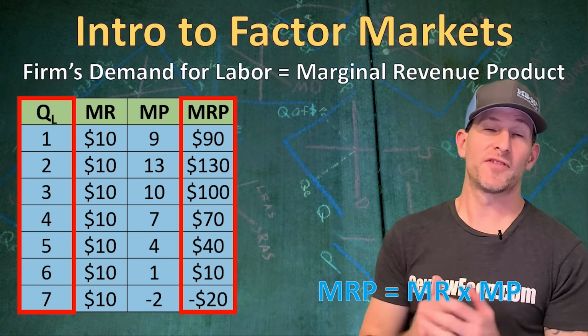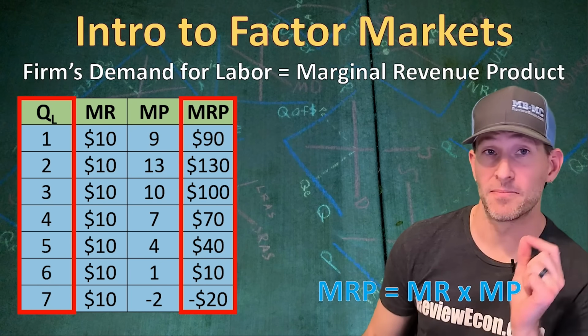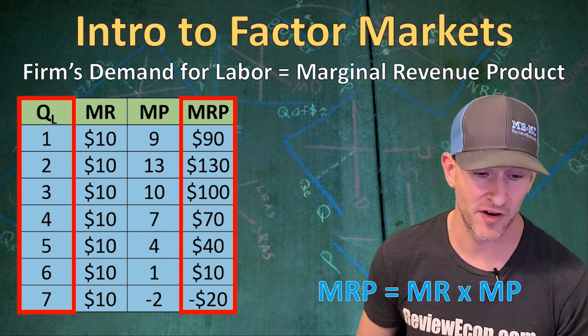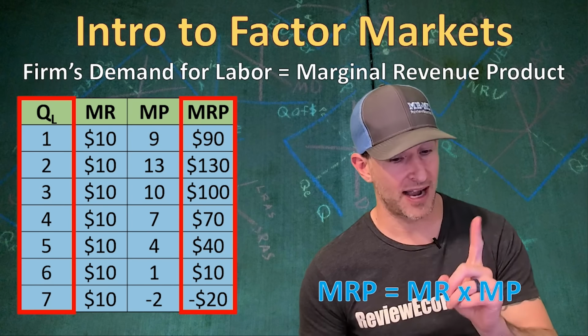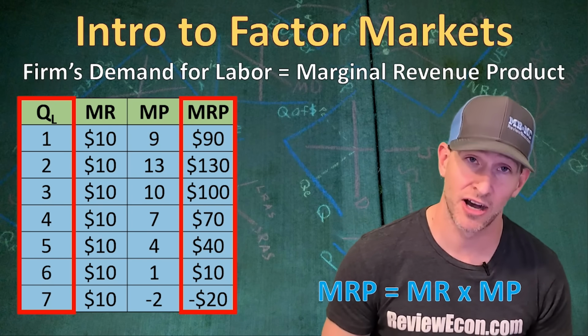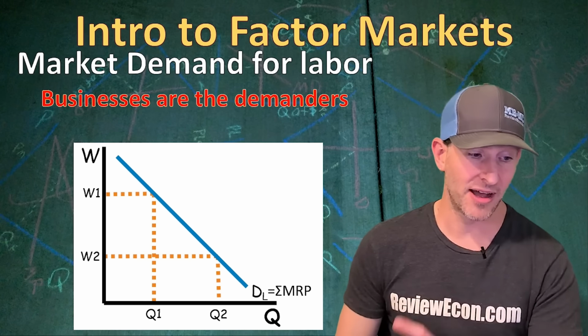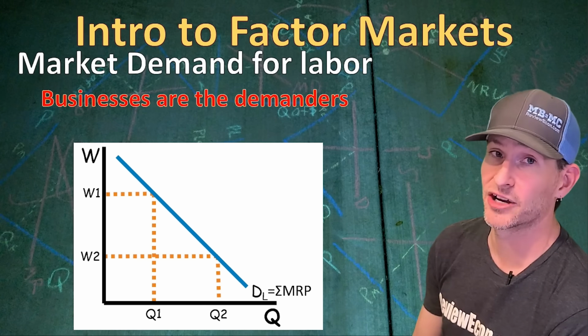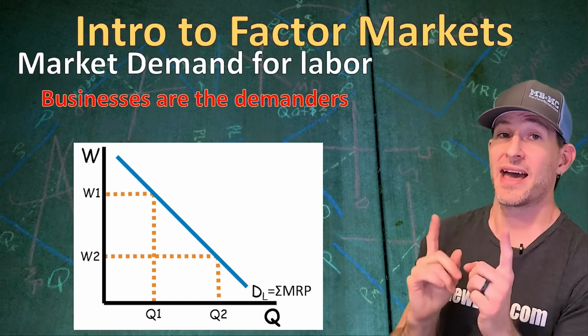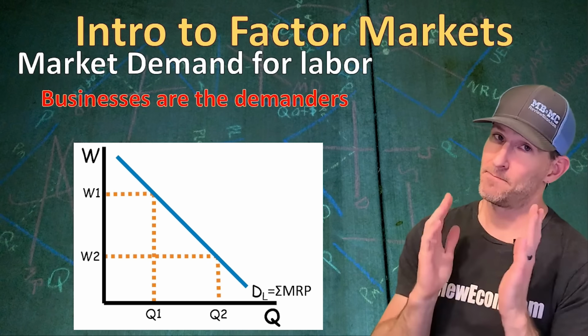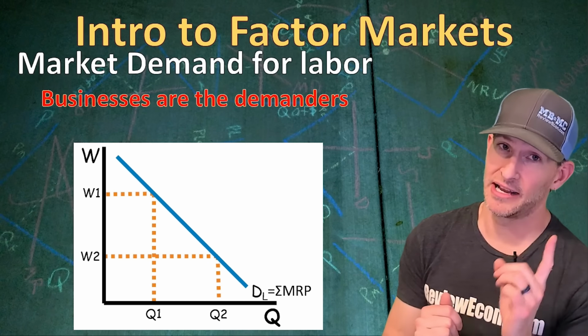Now, the demand curve for a firm's labor is the marginal revenue product of that firm's labor. The marginal revenue product is the marginal revenue, often the price, times the marginal product of those workers. Graph it out, and that gives us a downward sloping demand curve. Sum the marginal revenue product of all firms within the market, and that is their demand for labor. And businesses are the demanders in factor markets.